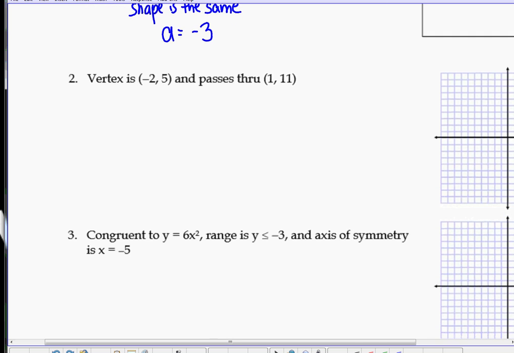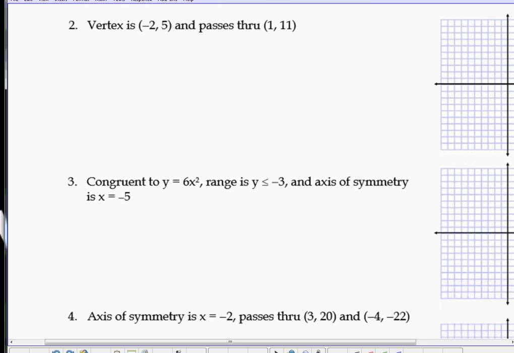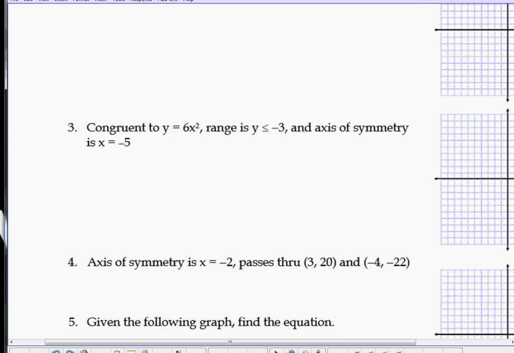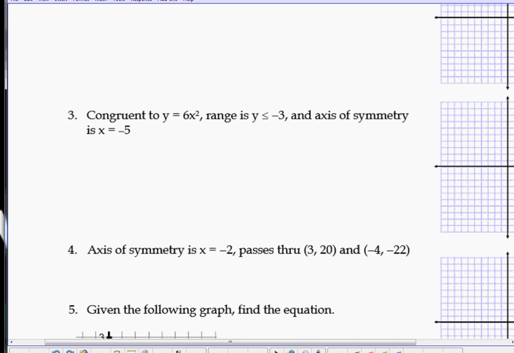Okay, so that's the only thing new on this page. Everything else is all review. If we look at number 3 really quickly, it says congruent to y equals x squared, and range is y is less than or equal to negative 3, thank you. Does that open up or down? If the range is less than or equal to negative 3, it opens down. So what would our A value be in this question? Negative 6. Okay, so that's what congruent means.